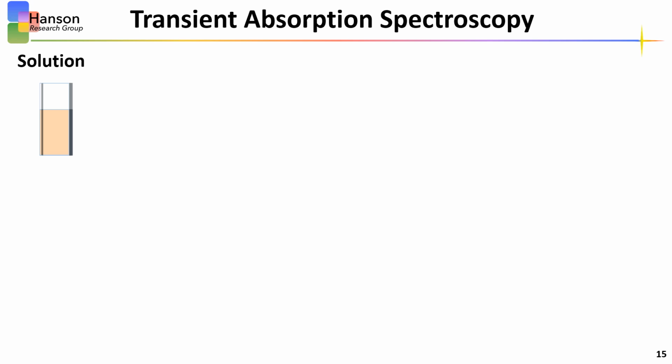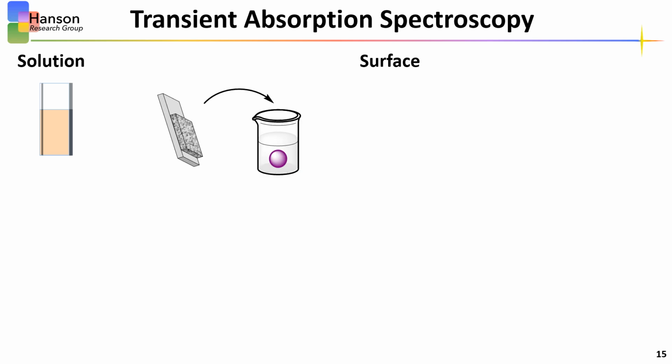So to study the excited states, we use transient absorption spectroscopy. One is the solution sample and the other one is the surface sample.